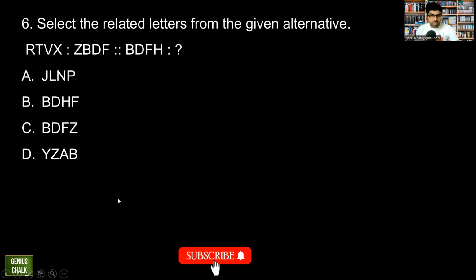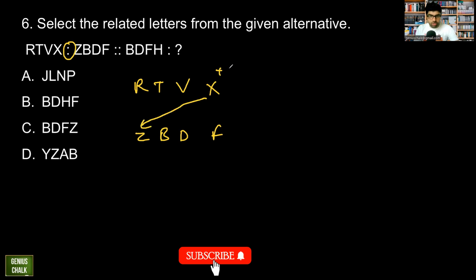Select the related letters. So this is analogy. This dot means analogy. So now check R, T, V, X, and it is written as Z, B, D, and F. If you see R, then Z, directly a huge difference, right? And if you see D, F, so it is like R, Z. If you check like this, X and Z, this is Y, Z, plus 2.